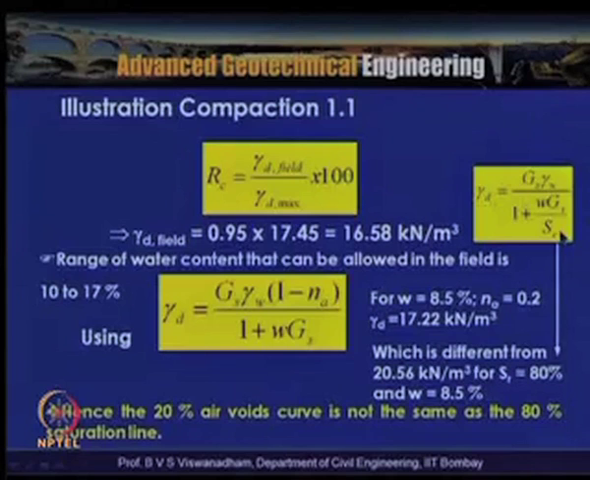γd = Gs γw / (1 + wGs/Sr), when Sr is equal to 0.8 and water content is 8.5%. The density which is obtained is around 20.56. So this density is different from what is obtained from the other one. If they were the same, then we would need to get the same values. Hence, we can say that the 20% air voids curve is not the same as the 80% saturation line. Similarly for air content lines also.